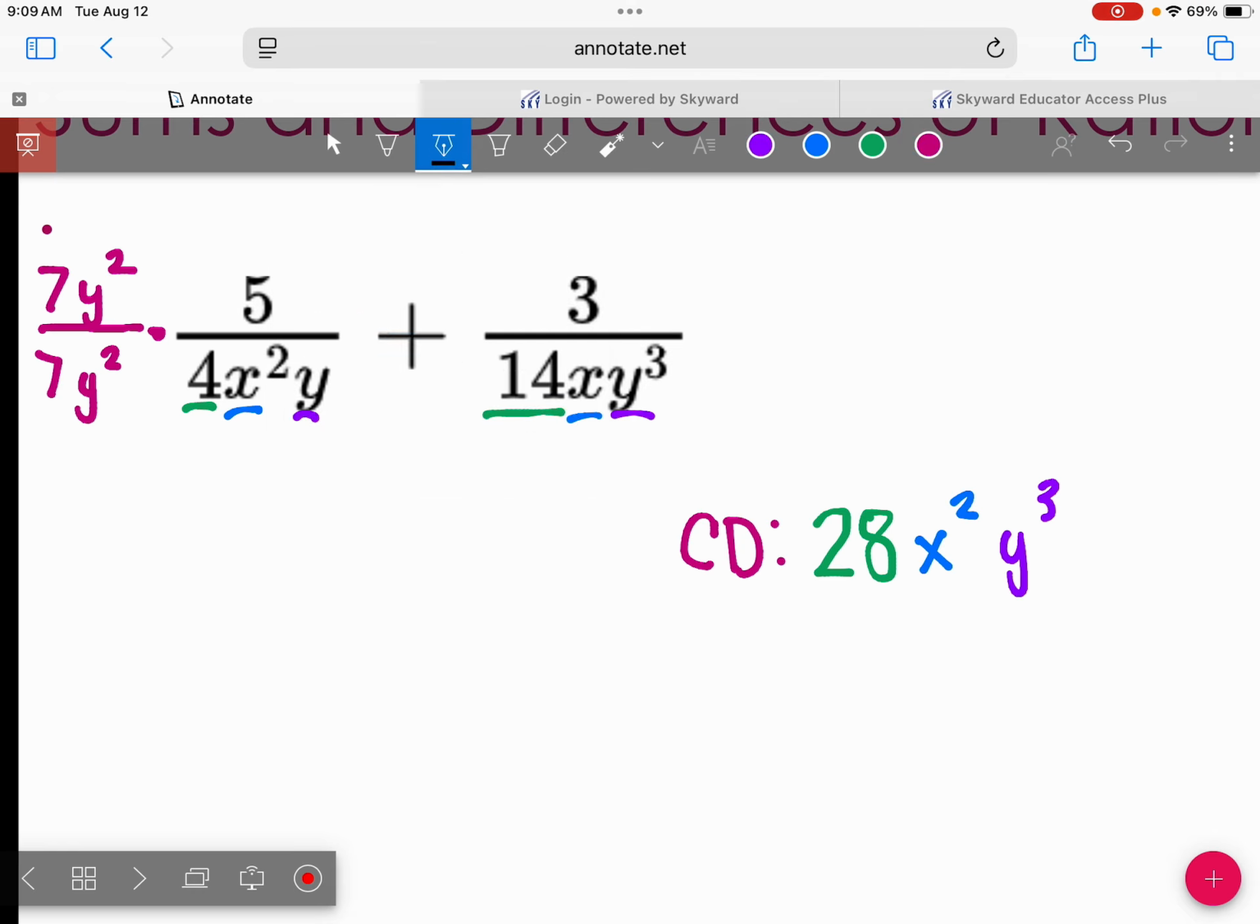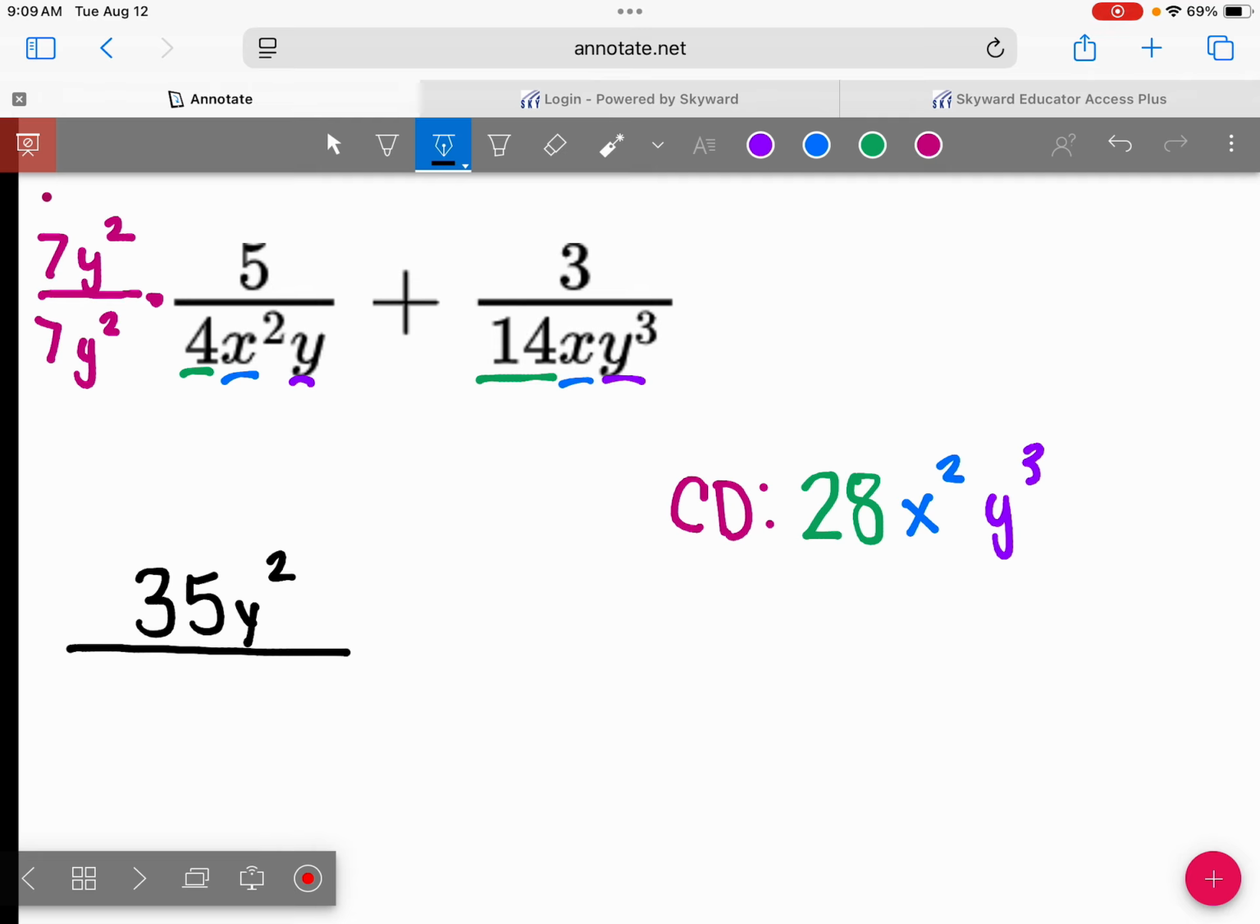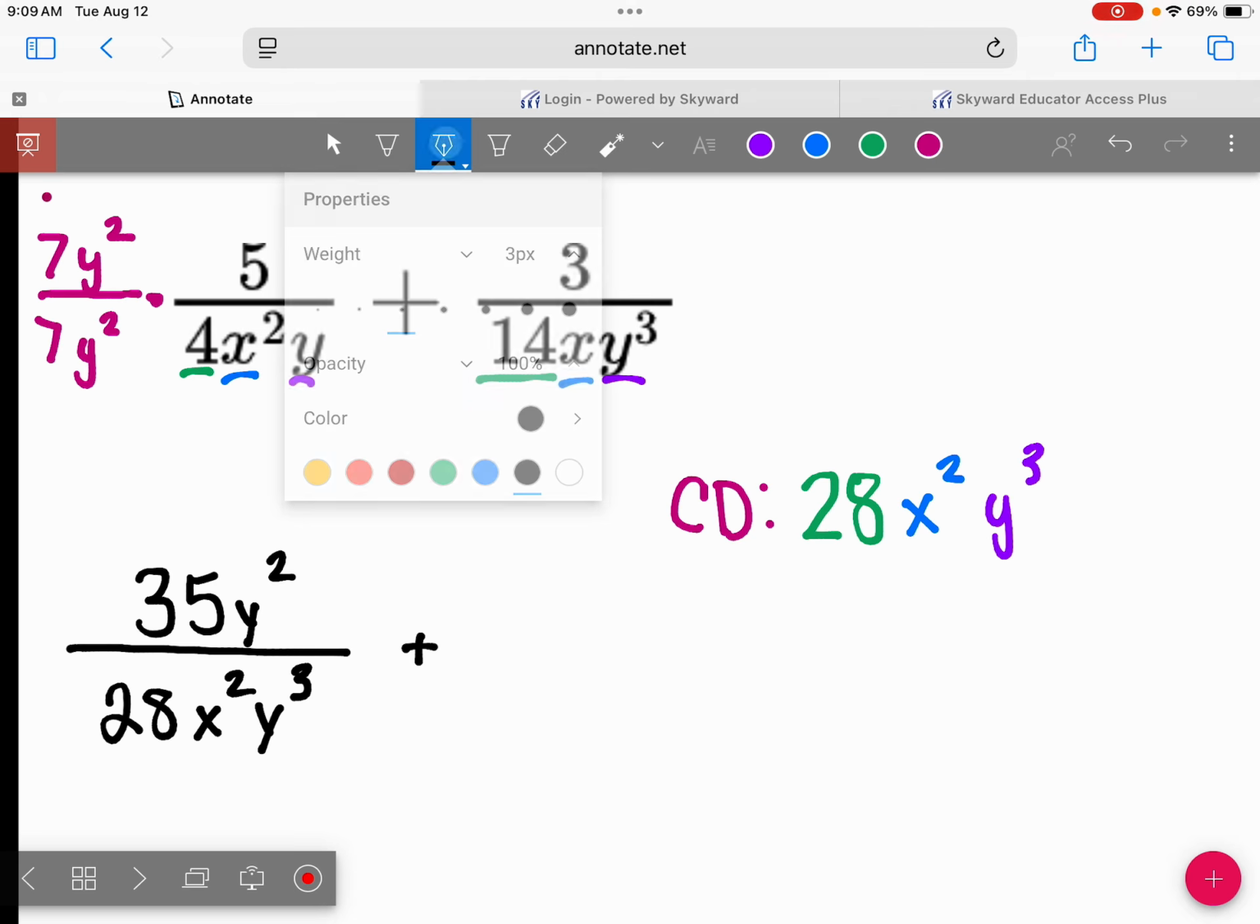What this does is if I multiply this left fraction by 7y squared over 7y squared, we get 5 times 7y squared, which is going to be 35y squared. And our denominator here is our 28x squared y cubed. And then we're going to do the same thing with the right fraction.